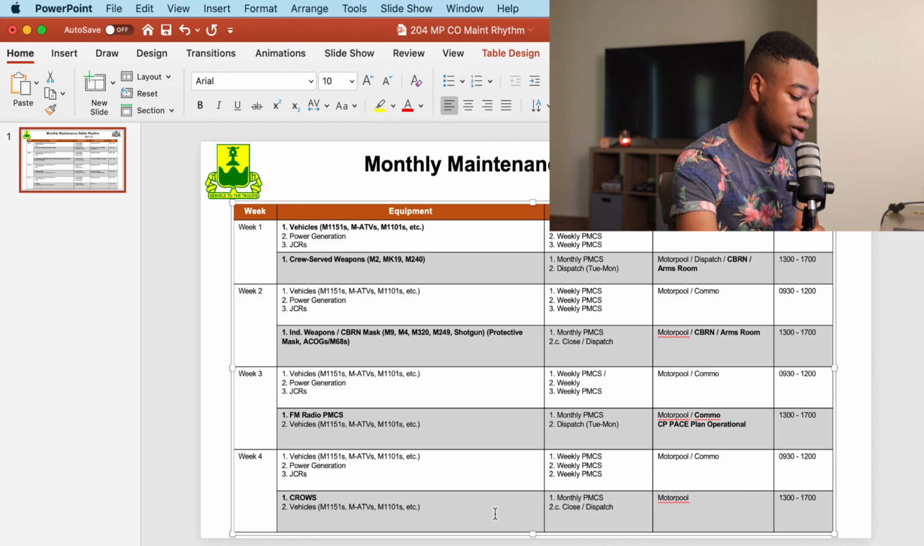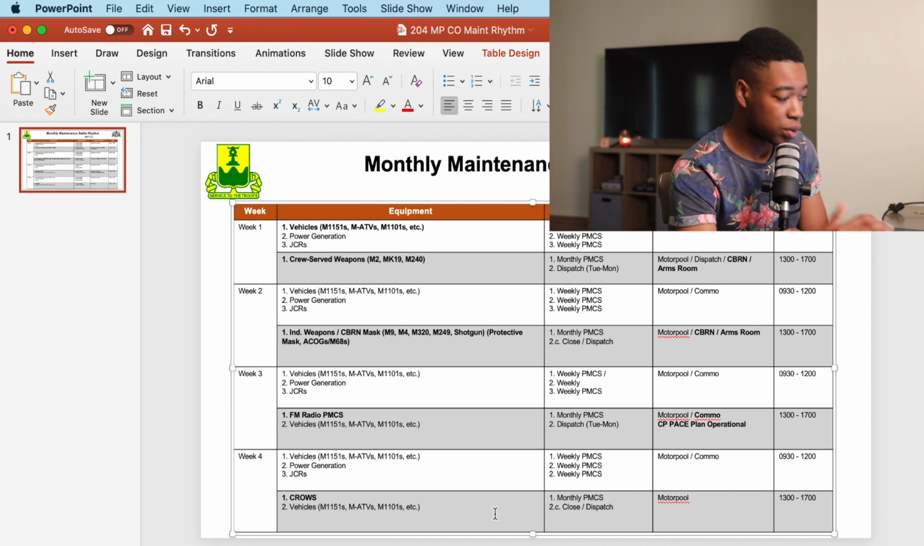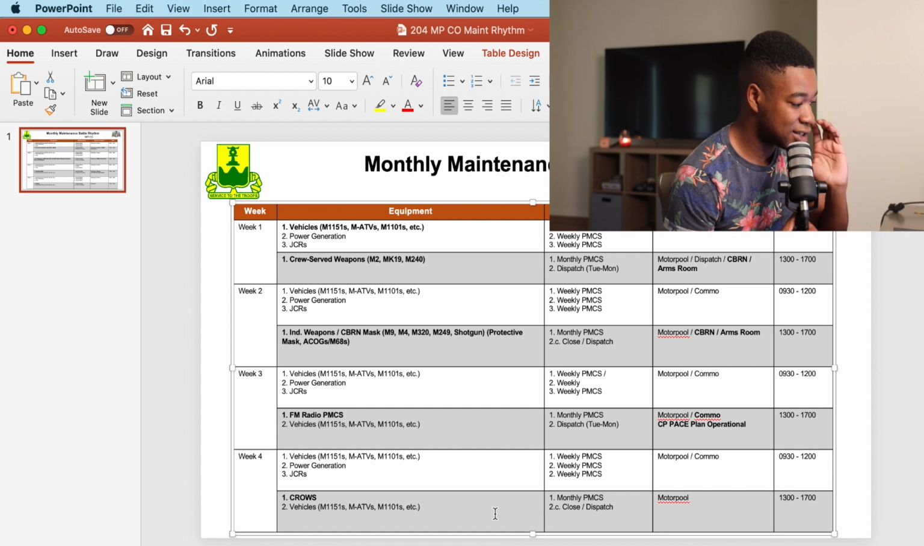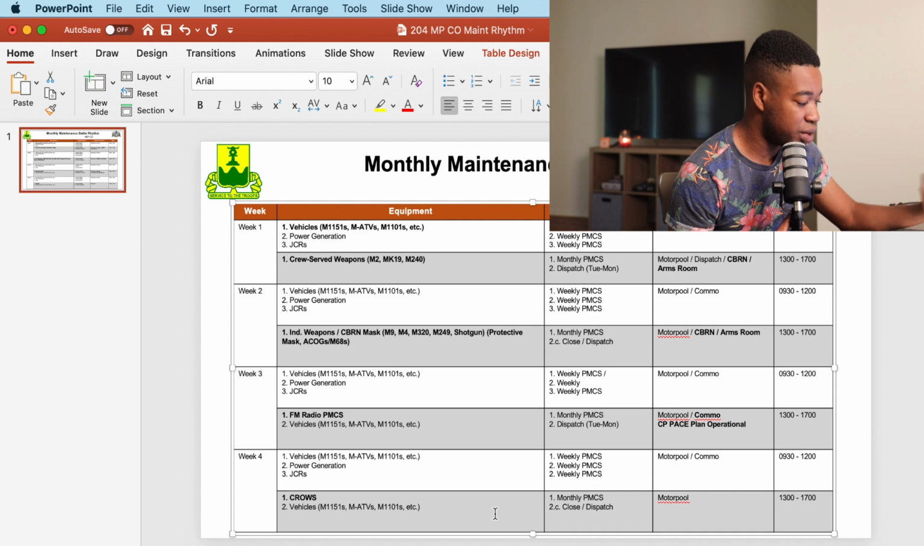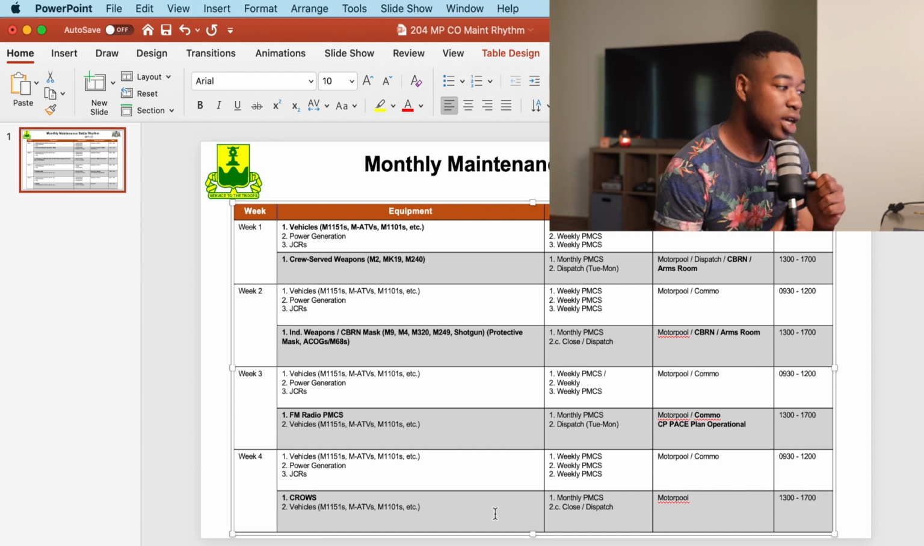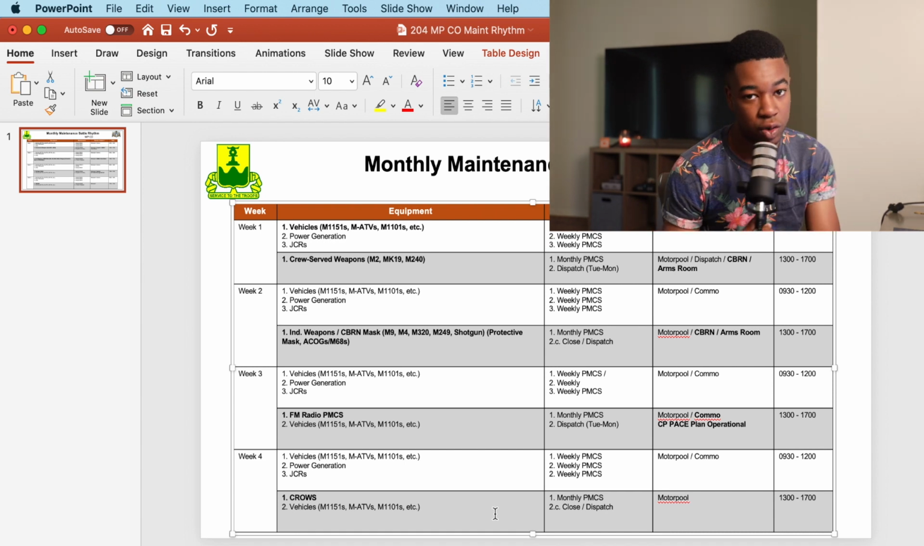Week 4, it's for crows, right? The reason why that is awesome and great is because you're breaking down these weapon systems, breaking down your different equipment on specialized times so that people start to develop, okay, hey, it's week 1. Oh, what do we got to do? We got to do vehicles. We got to do crew serve weapons.